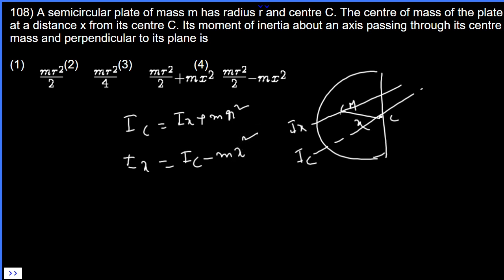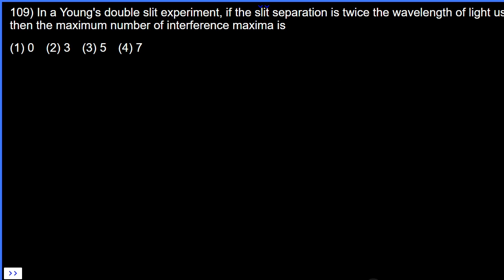IC means the axis passing perpendicular to the plane through the center. It acts as a disk, so it is MR square by 2 minus MX square. That is option number 4, which is correct. Next one is problem number 109.